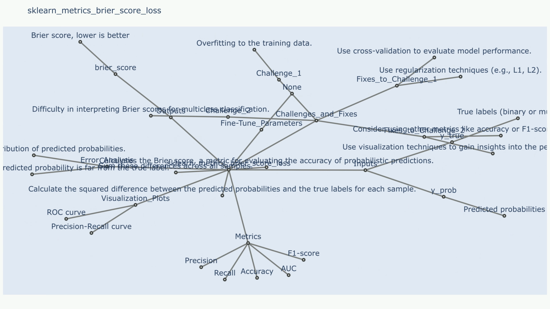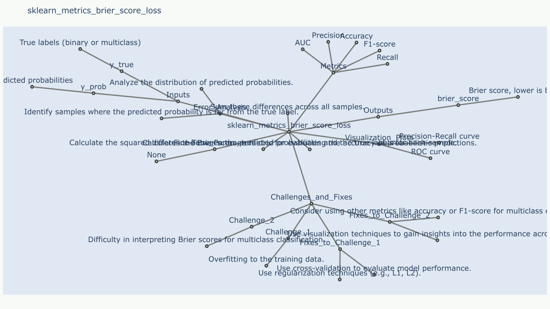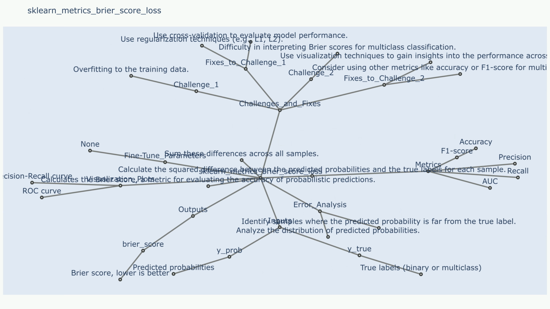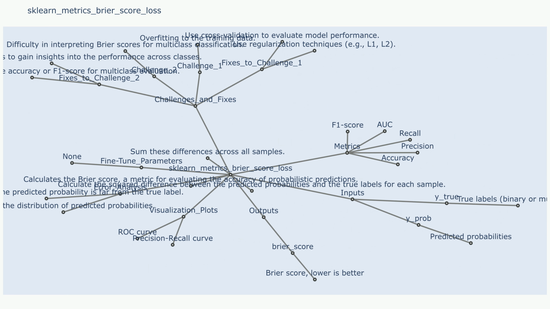Fine-tune parameters. None. There are no parameters to fine-tune within the Brier score loss function itself. However, it depends on the underlying model that generates the probability predictions. Fine-tuning the model's hyperparameters can indirectly influence the Brier score. Uncertainty methods. Confidence intervals. Confidence intervals can be calculated for the Brier score to quantify the uncertainty in the estimate.